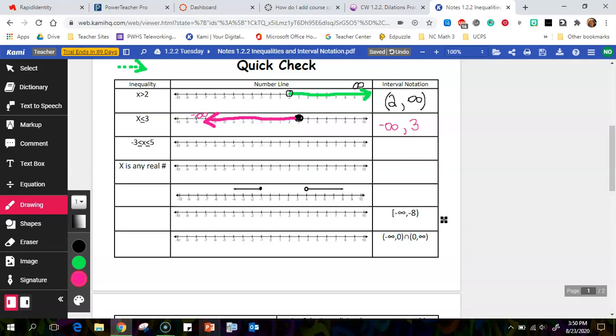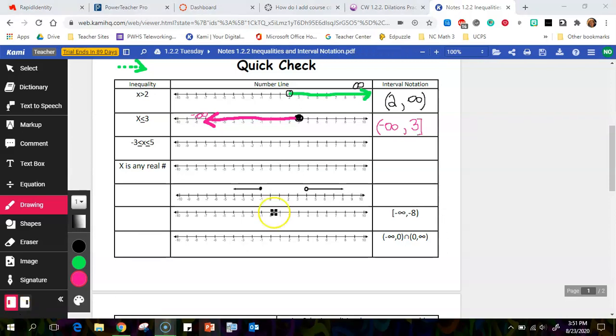Now, negative infinity and positive infinity always get parentheses. I didn't mean to say brackets. Always parentheses. The 3 in this case gets a bracket because it's a closed circle, and the 3 would be included in the solution set.